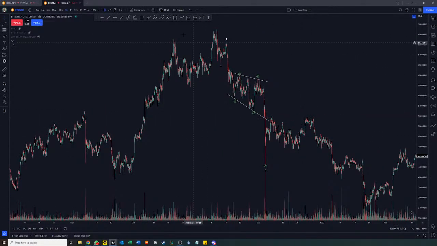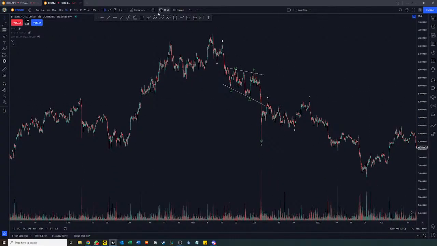In the end, this whole thing was an A, B, C. What does that mean? It means that the whole A is done, and it didn't start with an impulse, and ended with a B. So that means there would be 5 waves going down as a C.